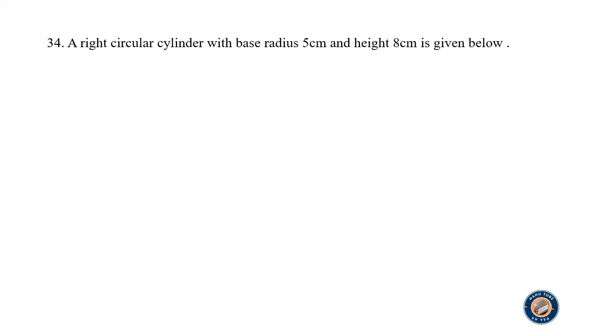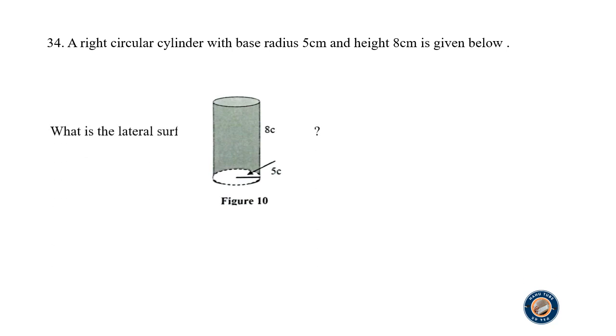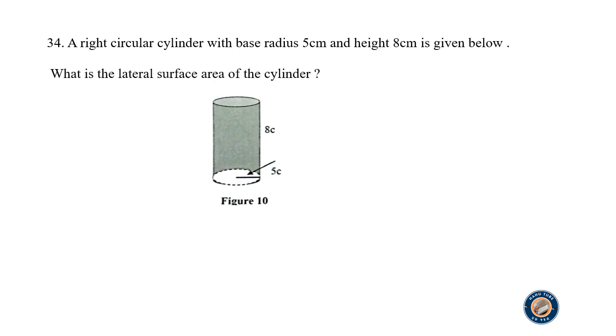Question number 34. A right circular cylinder with base radius 5 cm and height 8 cm is given below. What is the lateral surface area of the cylinder? A. 4 pi cm square, B. 80 pi cm square, C. 105 pi cm square, D. 1307 cm square.